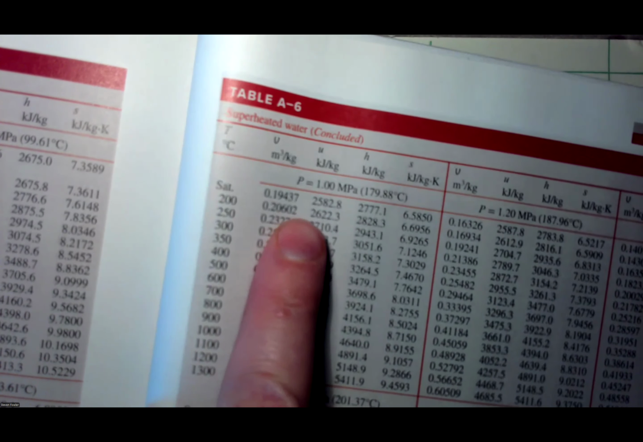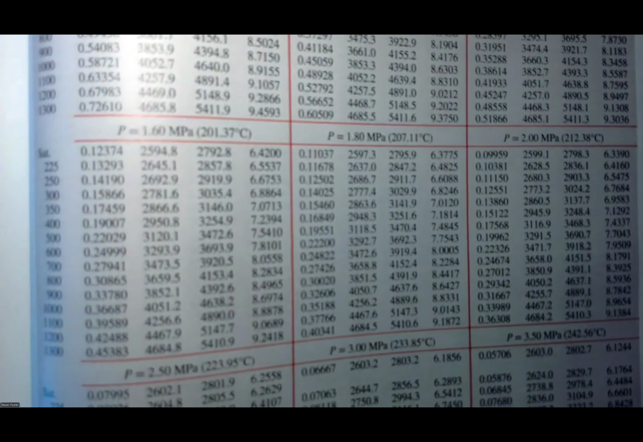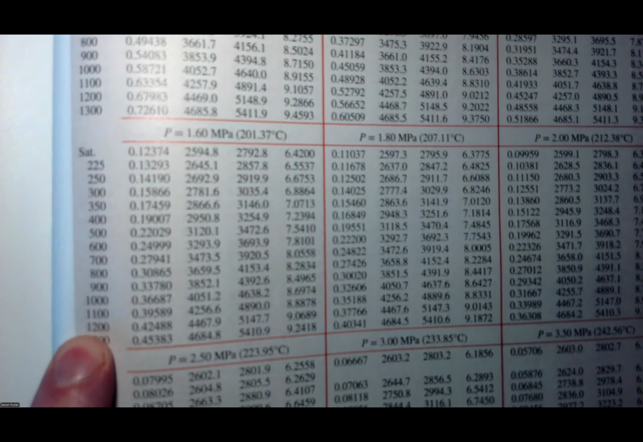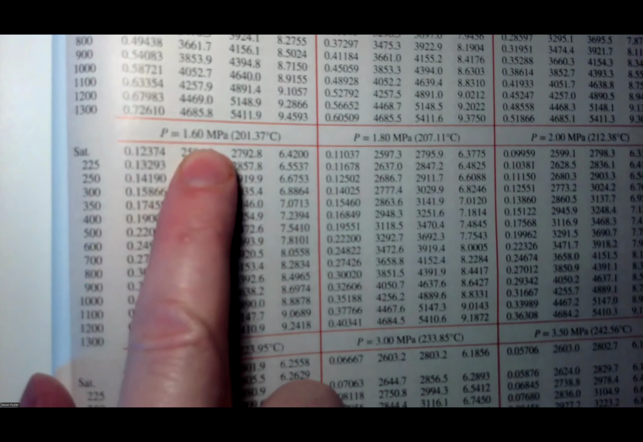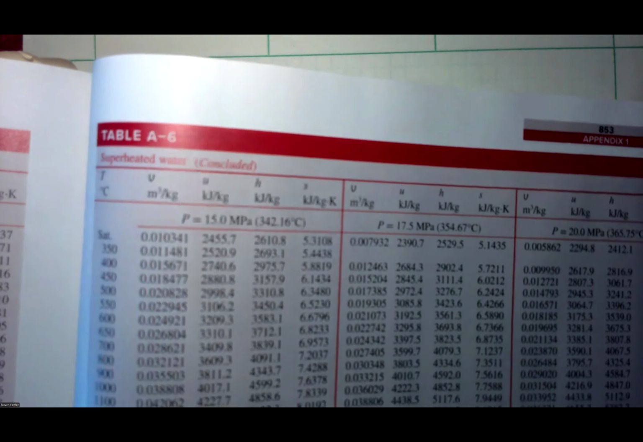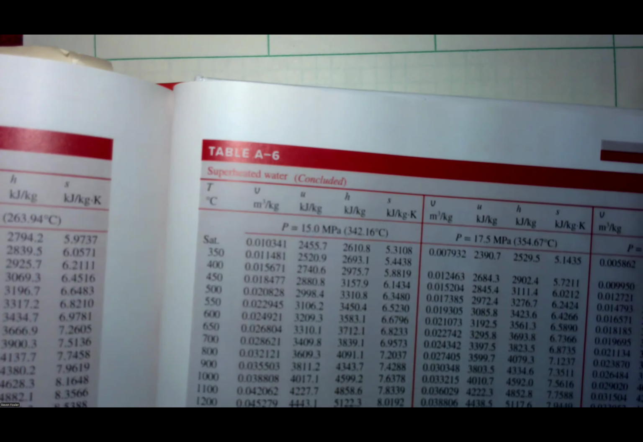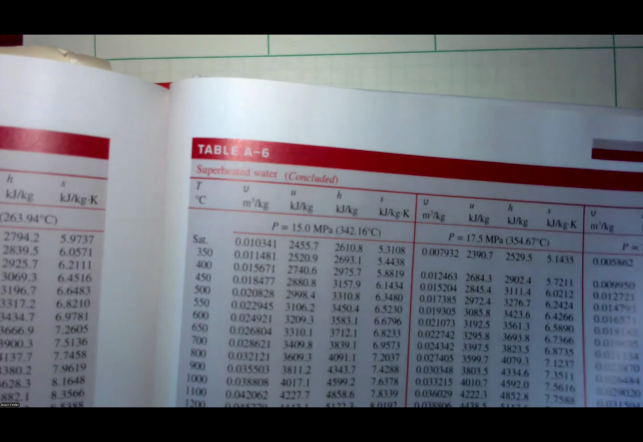It's broken up into pressure blocks. Here's 1 megapascal, 1.2 megapascals, on down, and there's a corresponding temperature row. So given a pressure and a temperature, you can go look up the other properties of specific volume, internal energy, enthalpy, and entropy. Now, when we need to read numbers off these values in a book like this, I will focus this a little bit better. So you can see the superheated water tables go on. Table A6 goes on for several pages.